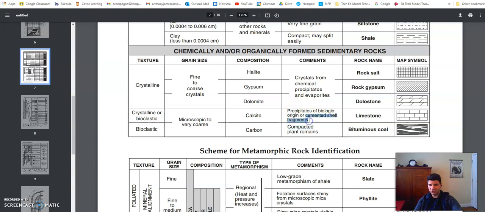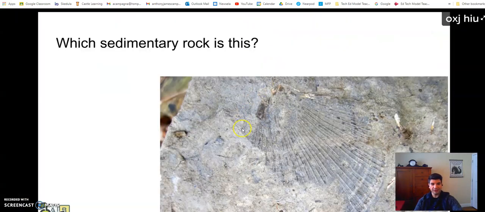Now that's not really a shell fragment. It's more of an imprint of a seashell. But still the same. That's limestone. The other thing you want to notice about limestone is it's generally white in appearance, and if it's not white, it's going to be a gray or maybe like a light beige color. Color is actually a pretty good indicator. All right, cool.